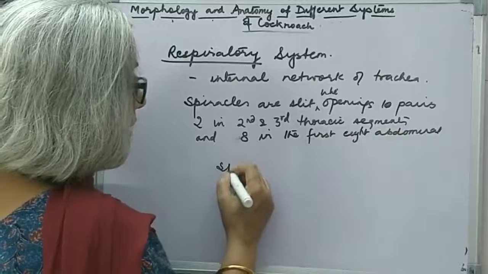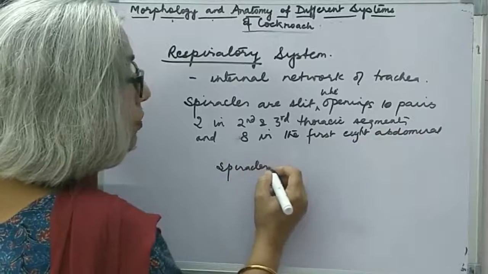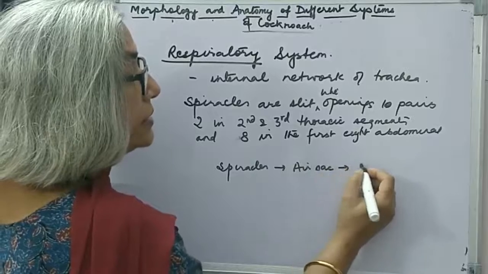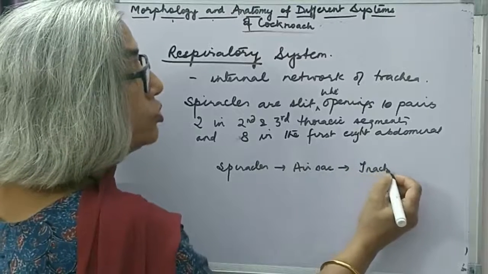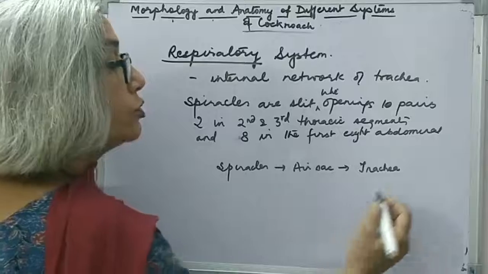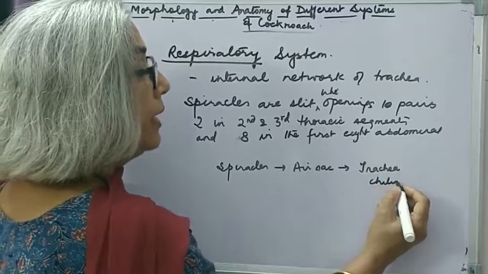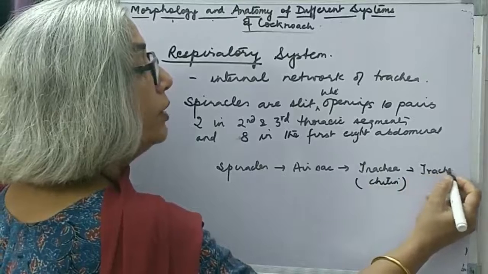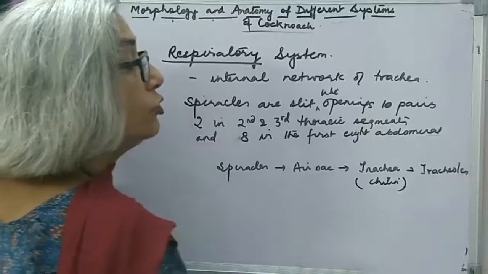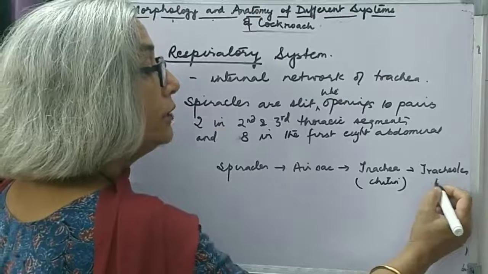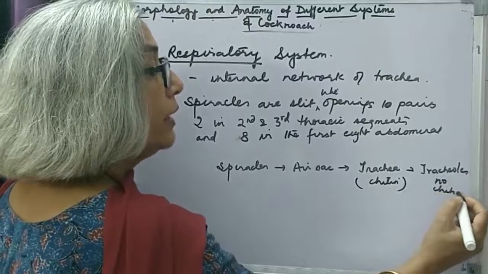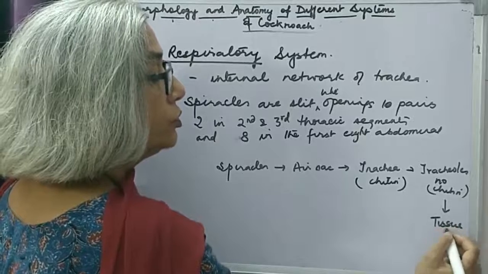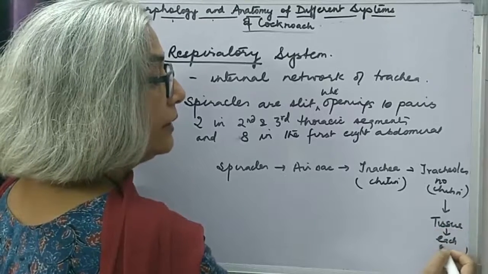Now these spiracles open into air sacs, and these air sacs then open into a network of tubes called trachea guarded by chitin. These trachea then open into finer branches of tubes called tracheoles. There is no chitin here, and this supplies oxygen to the tissues, to each cell.